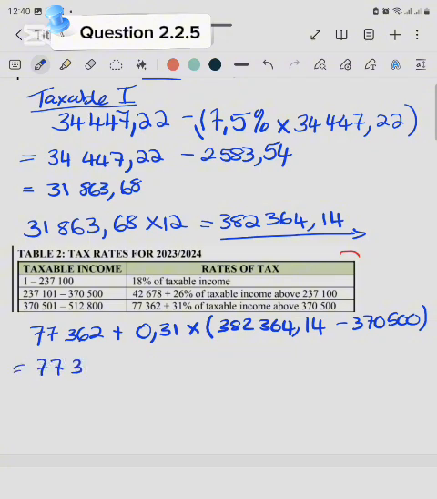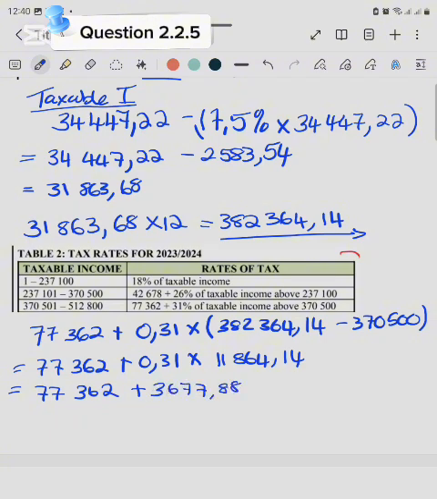Okay. Then from there, you can kind of keep working this out step by step. I get 77,362 plus 31% of 11,864.14. Then I'm going to work that step out. We're using BODMAS to know which order to go in with this. 31% of that is going to give me 3,677.88. And then when you add those together, I'm going to get to 81,039 Rand and 88 cents.